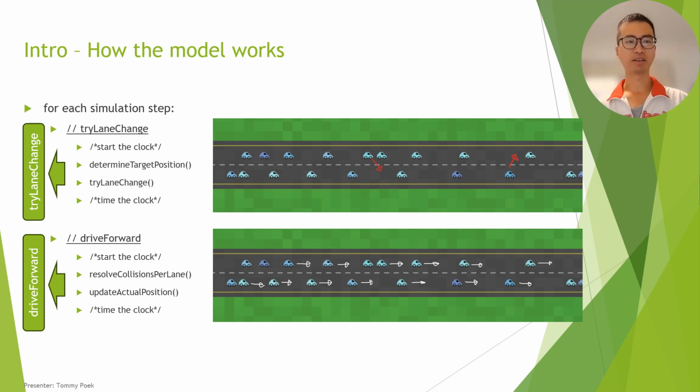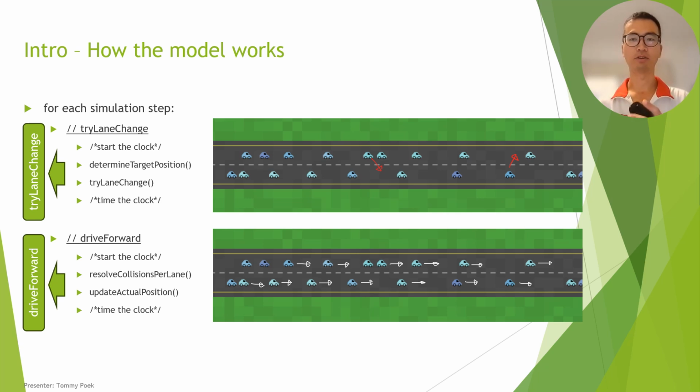To quickly explain again how the model works, we have two main tasks here, the first being trying lane change. Each car will detect its lead car and determine if its target position is going to collide with the lead car's target position. Okay, so determine target position, and then if there is a collision danger, then it tries to change lane given the safety of its adjacent lane. So that's the first task, and the second task is straightforward.